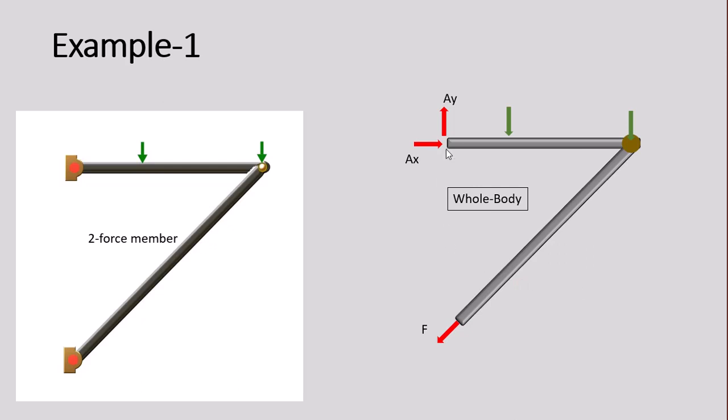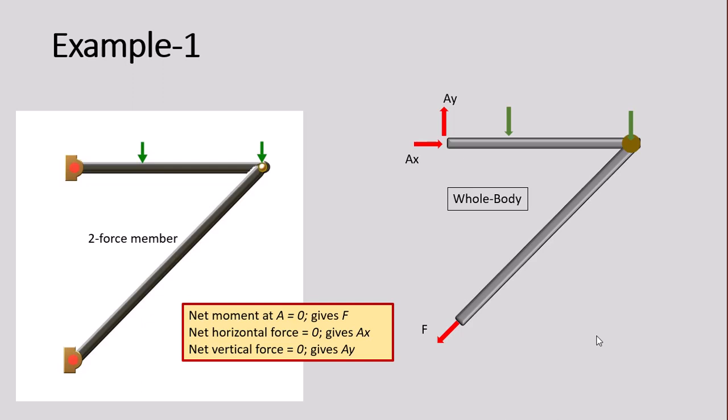member. So this is the free body diagram of the whole body, and in this free body diagram we have three unknown forces, AX, AY, and F. If we set the net moment at A equals 0, we can find F, and then horizontal force balance gives you AX, and vertical force balance gives you AY. Just because we have three unknown forces in this whole body, all three forces can be calculated by imposing the three equilibrium conditions: one moment balance and two force balance.